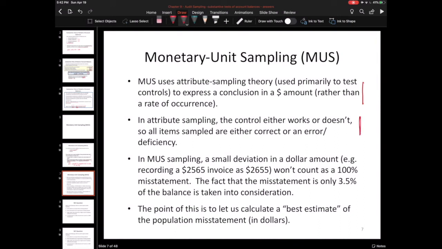One thing that is different is that in attribute sampling, we tended to conclude a control either works or it doesn't, more of an all or nothing approach. Whereas in MUS sampling, if I record this invoice slightly off, it doesn't count as 100% error. So small deviations do count as small, bigger deviations do count as bigger. So it's less of this all or nothing, control worked or didn't work type of mentality. The point of why we do care if it's a small deviation or a large deviation is because ultimately we want to use the amount of the deviation to help us project the error rate across the population to really get a best estimate of the population misstatement.